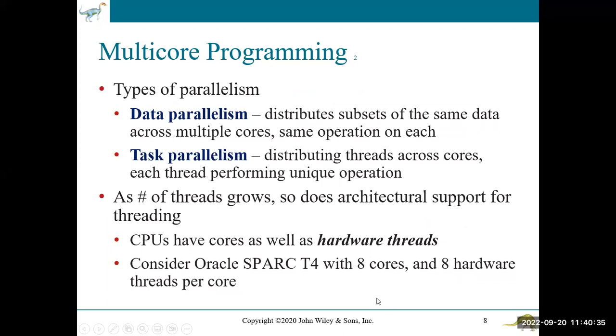Everybody remembers their multiplication tables? 8 cores times 8 threads per core. How many hyper-threaded cores do I have? 64. 64 on a Spark with 1 T4 chip. You can purchase Sparks with multiple T4s. So you have multi-socket, multi-core, multi-threaded chips. If you have a Spark with 2, 4 sockets, you're looking at 128 cores. That's quite a beast, right?